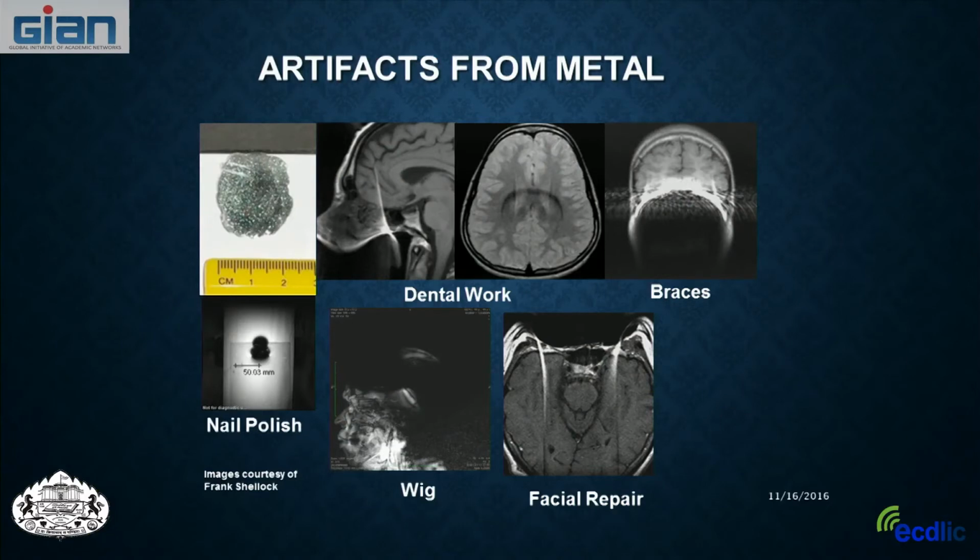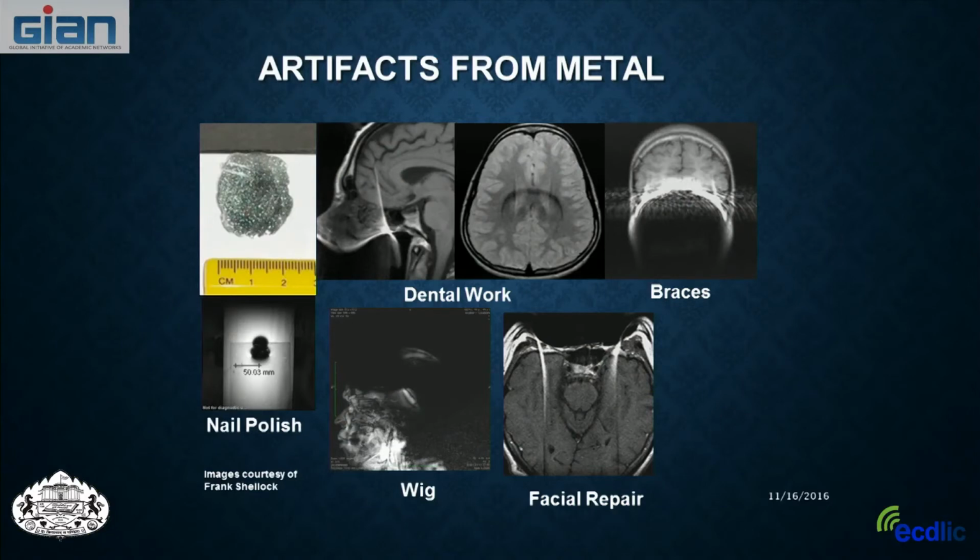So again, non-ferrous metal can be brought into the MRI environment. They are not attracted to the magnet, but these non-ferrous metals still interact with the magnetic field and can cause distortions and artifacts in the images. So here's showing some of what these artifacts might look like. So here's some dental work artifacts here.